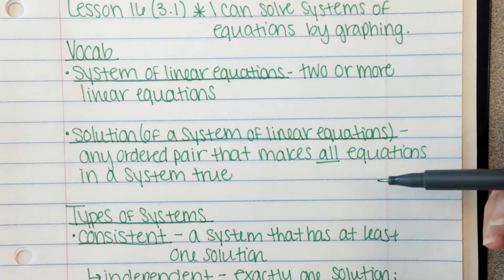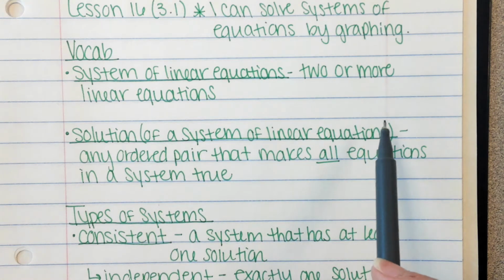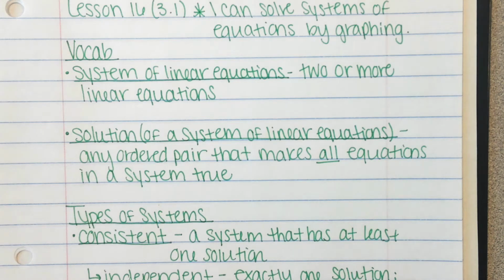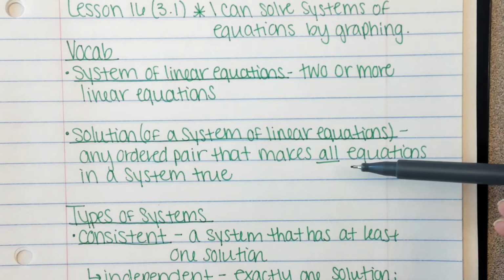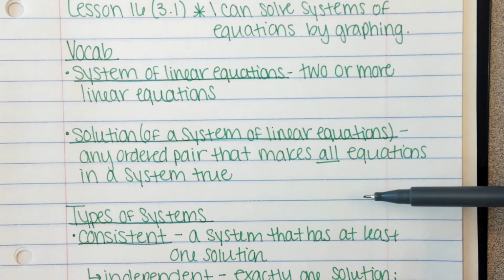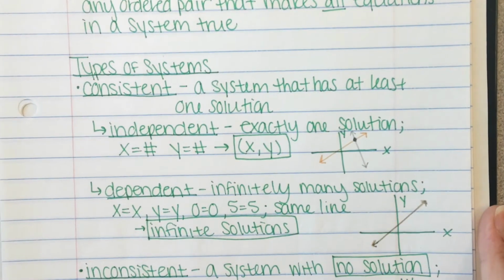Then we have solution of a system of linear equations. We have to be specific with what kind of solution we're talking about, because the solution could be different depending on if you're looking at systems or an equation or an inequality. All right, so a solution of a system is any ordered pair that makes all equations in a system true. So you'll have an x coordinate and a y coordinate, and they have to work in every equation, not just one.